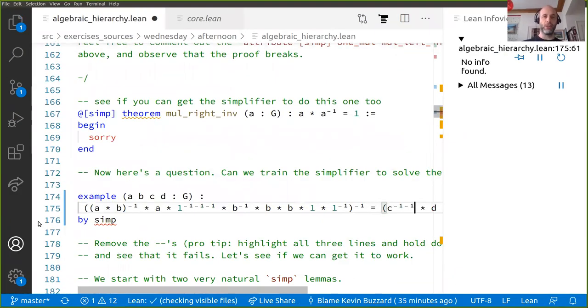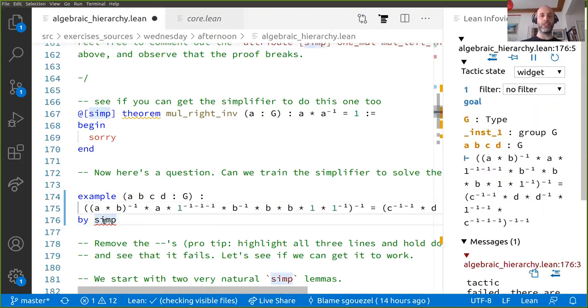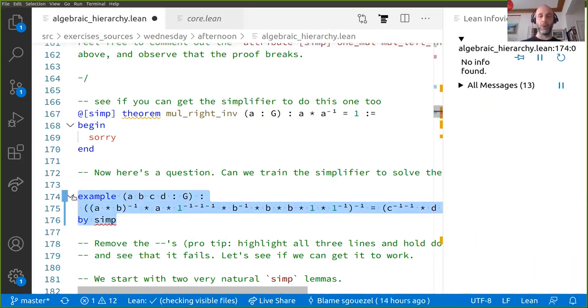If you're a human, you could look at that and you know exactly what to do to check that this is the identity, because you know that A times B inverse is B inverse times A inverse, and things cancel. And this is all just 1 inverse is obviously 1. But you see, the simplifier can't do this yet. The simplifier needs to be trained a lot more.